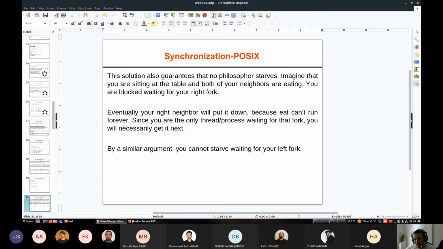Now eventually, your right neighbor will put it down because eating cannot run forever. And since you are the only thread waiting for that fork, you will necessarily get it next. And by a similar argument, you cannot starve waiting for your left fork. So eventually, everyone will get a chance to eat. So you cannot have the pathological scenario where always the same process gets stuck waiting for the footman.